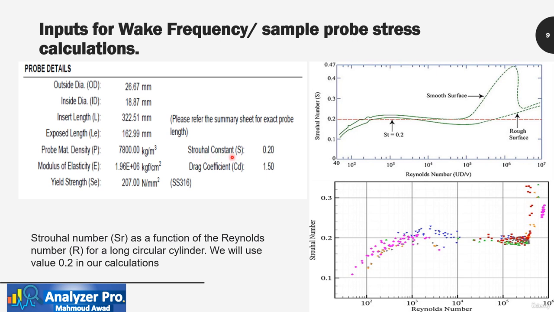The Strouhal number or constant is a dimensionless number describing the oscillating flow mechanisms. We see in this graph the Strouhal number, Sr, as a function of the Reynolds number, Re, for a long circular cylinder. The value of the Strouhal number is approximately 0.2 along a wide range of Reynolds numbers. So we will use the value 0.2 in our calculations.